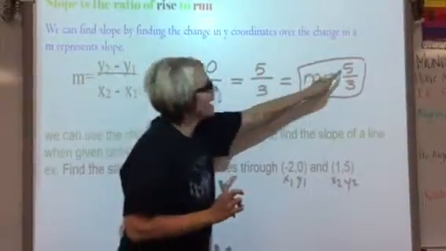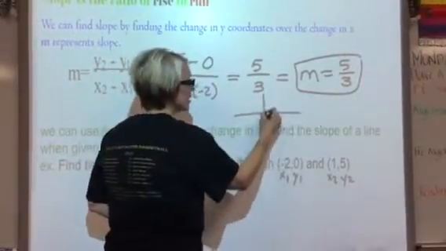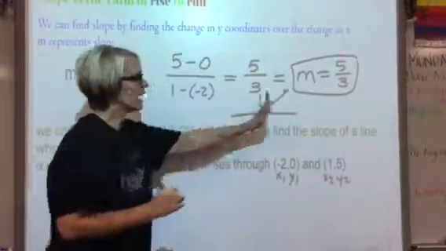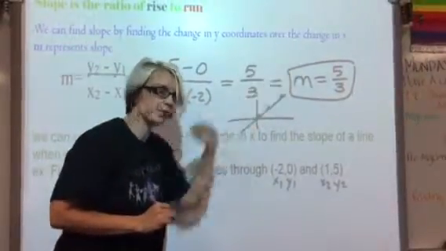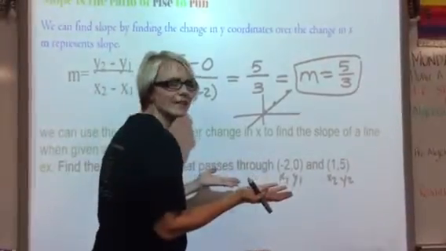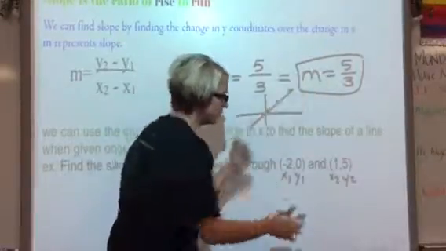And here's why. I can see it's going to rise 5, run 3. And then I can graph it. Here's my grid. Rise 5, run 3, rise 5, run 3. I can graph my line if I can see what's going on with the rise over run. So leave it improper, that's fine. Make sure you reduce it. I mean, you don't have 10/6 or something. Make sure you reduce it, but you can leave it improper.